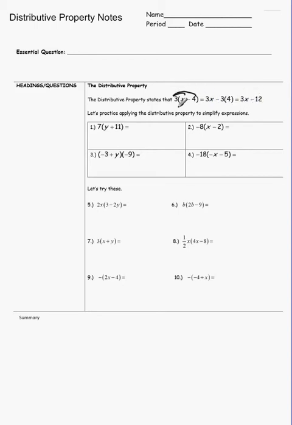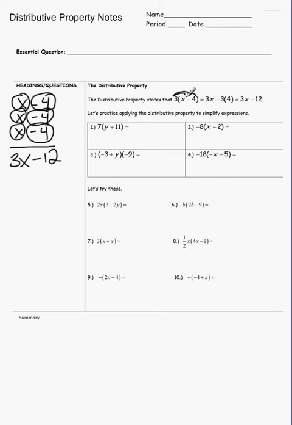So if you think about this 3 times x minus 4, this is 3 groups of x minus 4. So let's look over here. I have 3 groups of x minus 4. So x minus 4, x minus 4, x minus 4. If I add those together, I have 1, 2, 3 x's, and negative 4, negative 8, and negative 12. So 3 times x minus 4 is the same thing as 3x minus 12.